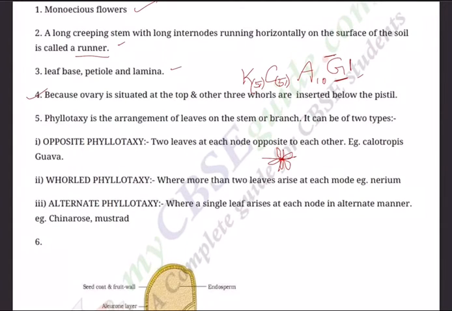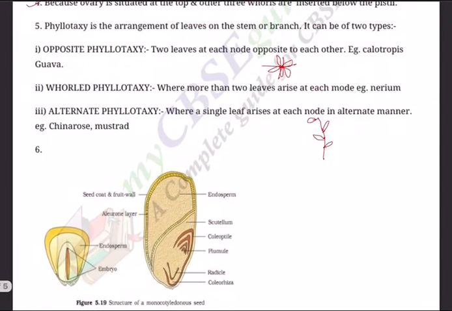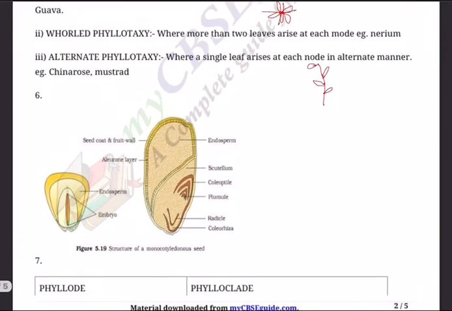Then we say whorled. Alternate phyllotaxy, where a single leaf arises at each node in an alternate manner. Like for example, this is one node, there is one leaf. Then one more leaf has come here, one more leaf here, then a leaf here. So you get alternating, example China rose and mustard. That is the reason why I said whenever you are writing an answer, draw one rough diagram so that the examiner understands that you have understood the concept. Then my favorite question number 6, structure of monocotyledonous seed.